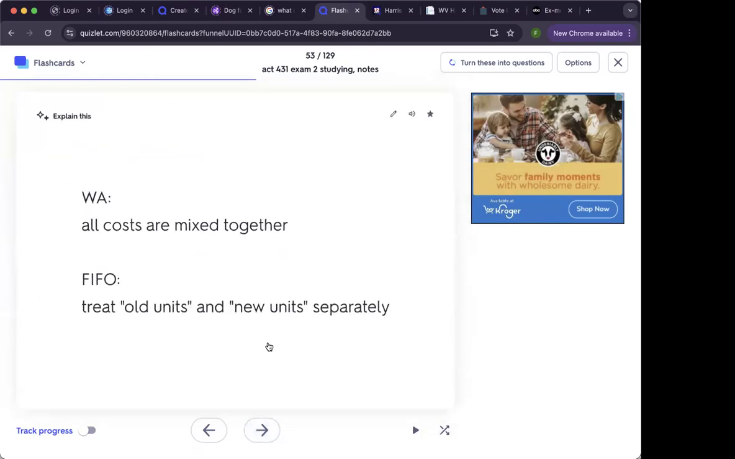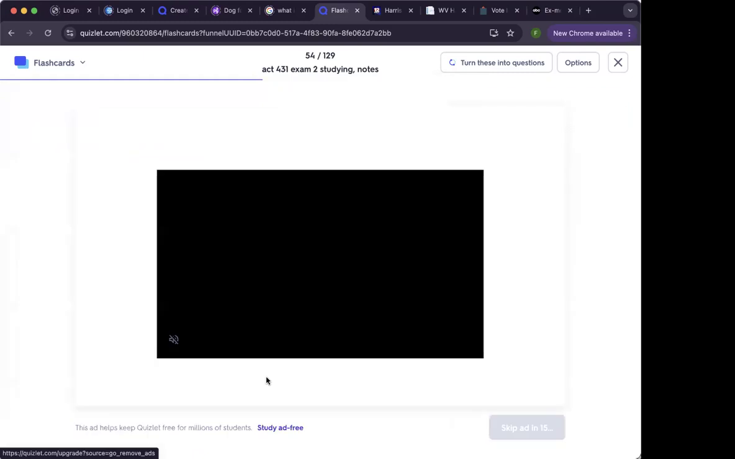Weighted average versus FIFO. Weighted average, all costs are mixed together. FIFO treats old units and new units separately.